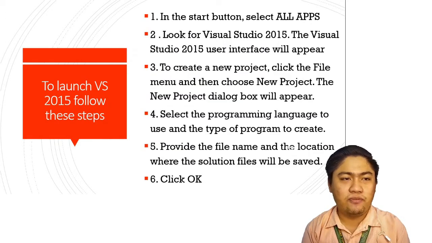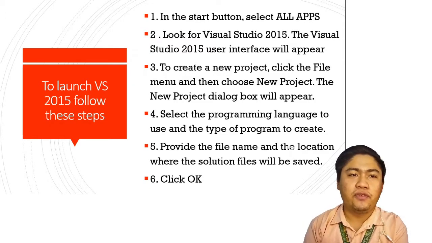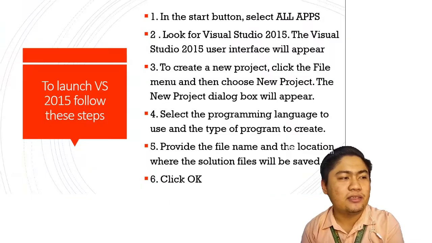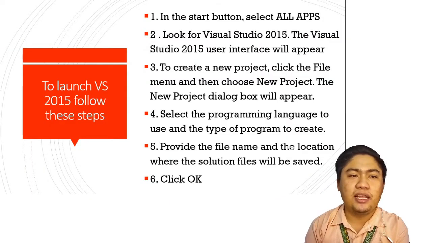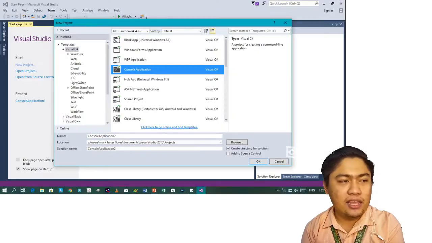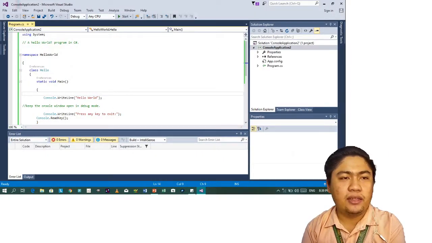Now, to launch Visual Studio 2015, just follow these steps. In the Start button, select All Apps, and look for Visual Studio 2015. The Visual Studio 2015 user interface will appear, and it goes something like this. To create a new project, click the File menu and then choose New Project. The New Project dialog box will appear. Then just follow steps 4 and 5, and then click OK. So we have the different parts of Visual Studio.